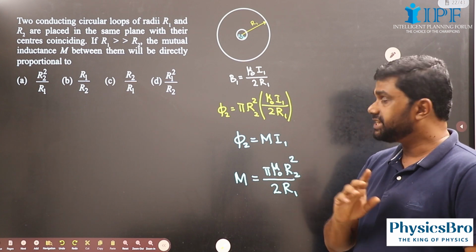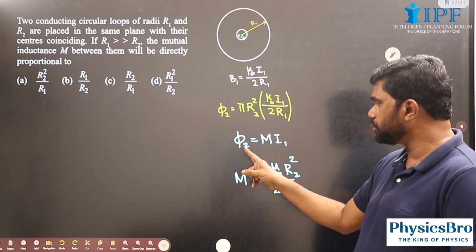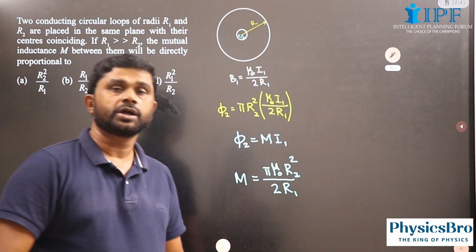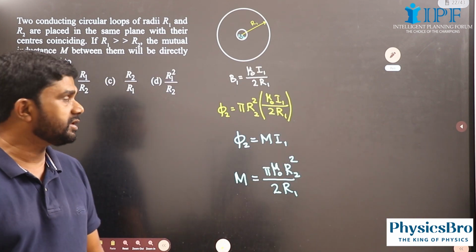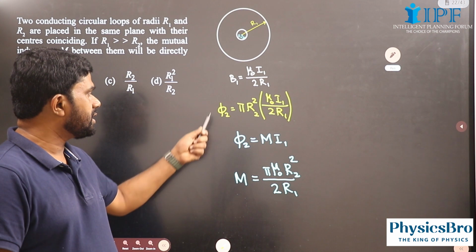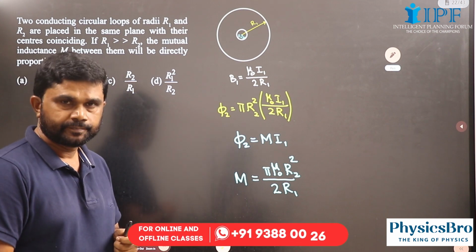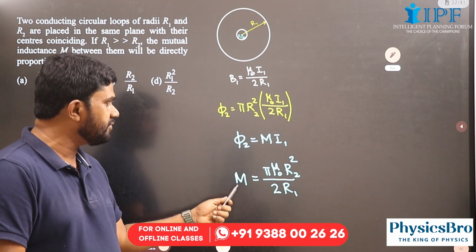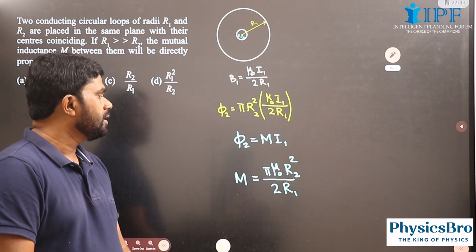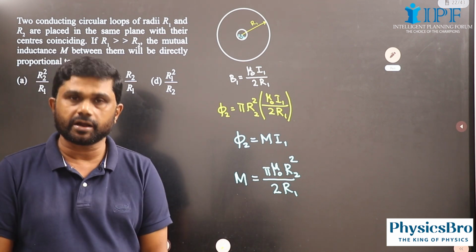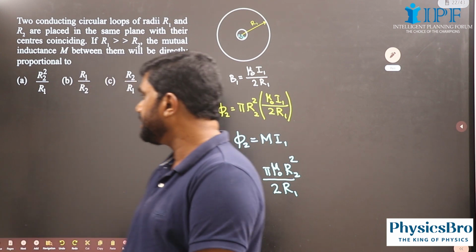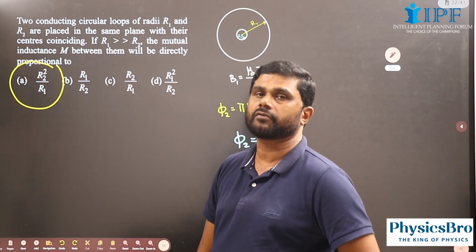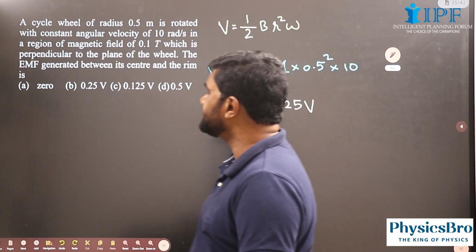Okay. See, the general formula for the flux is phi2 equals M I1, where M is the mutual inductance. Now we have got two expressions for the flux. Here phi2, here also phi2. See, if we have the same left side, we can equate the right side also, and we will get M equal to mu 0 pi r2 square divided by 2 r1. So the mutual inductance will be directly proportional to r2 square by r1. Okay. Now let's see what we have next.